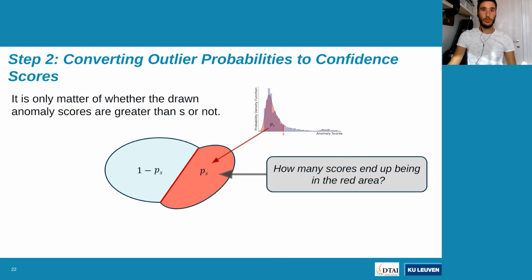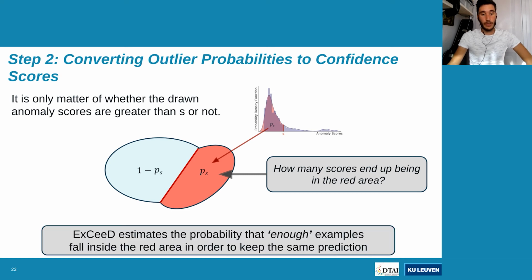What we should do to pass from the outlier probability to the confidence value is to calculate the number of examples that would end up inside the red area if we drew a different dataset with the same size as the previous one, assuming to know the previously estimated outlier probability PS. In fact, in order to set the predictive threshold such that the fixed score S is predicted to be anomalous, we just need that enough examples fall inside the red area. And formally, this is nothing more than a binomial distribution.